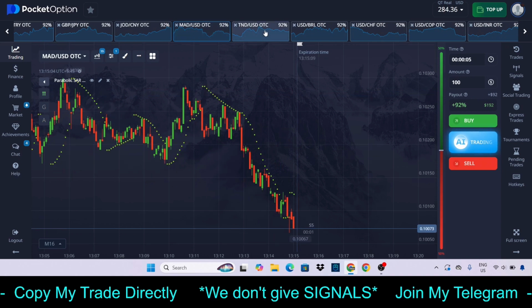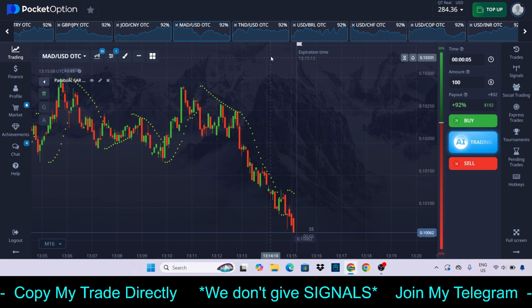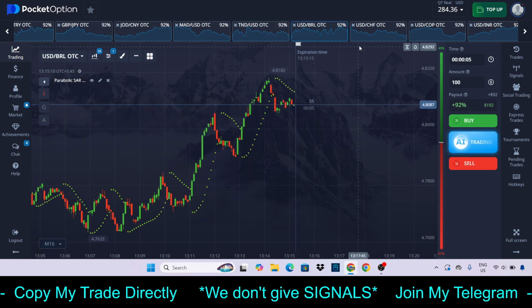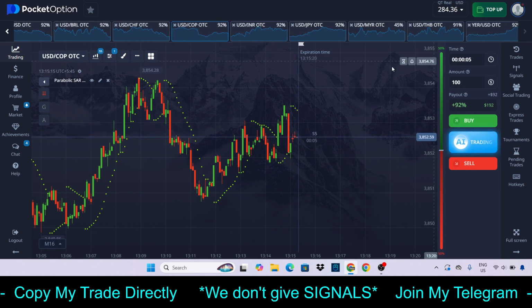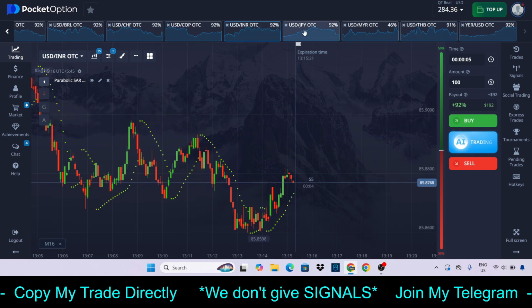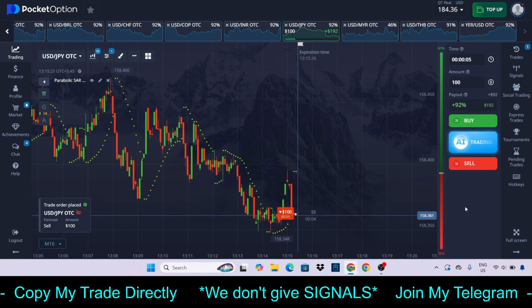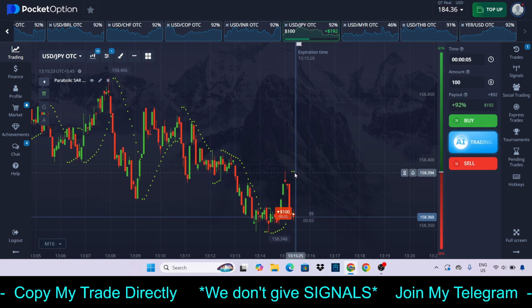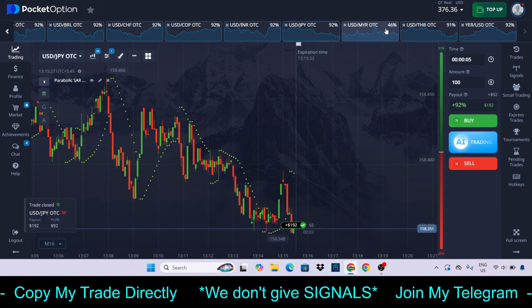So you just need to keep on switching this currency pair. Here you can see the second dot formed, and in this candle you could have made a profit. The strategy is very simple, and you need to remember one thing: not all of your trades are going to go right, but most of your trades are going to go right by using this strategy. So here you can see the second dot has formed, and we have made the trade and we have made the profit also.